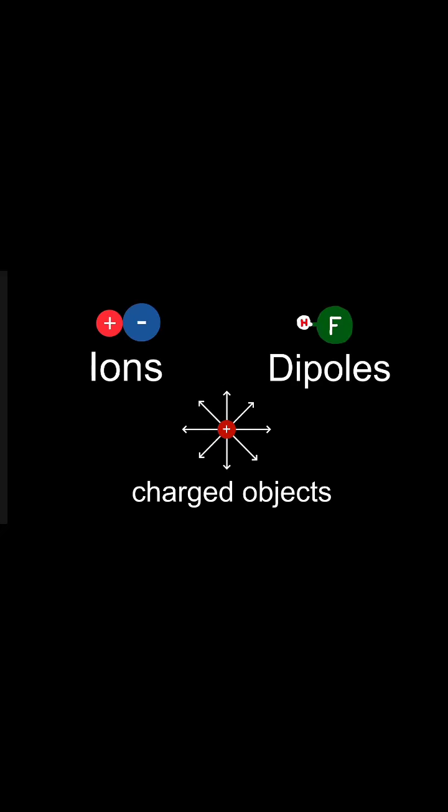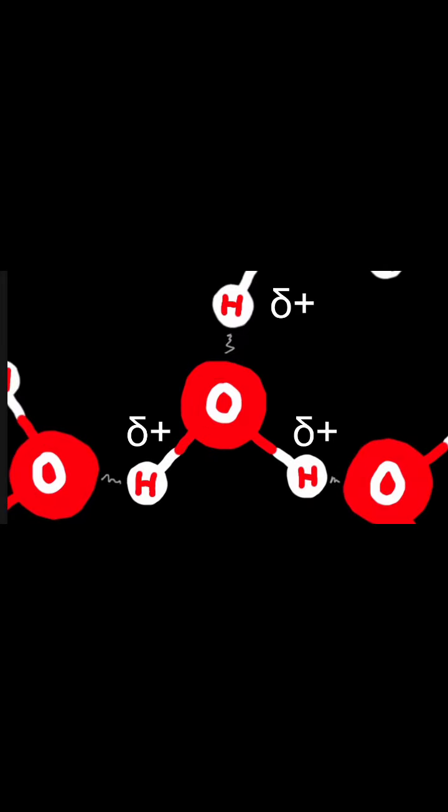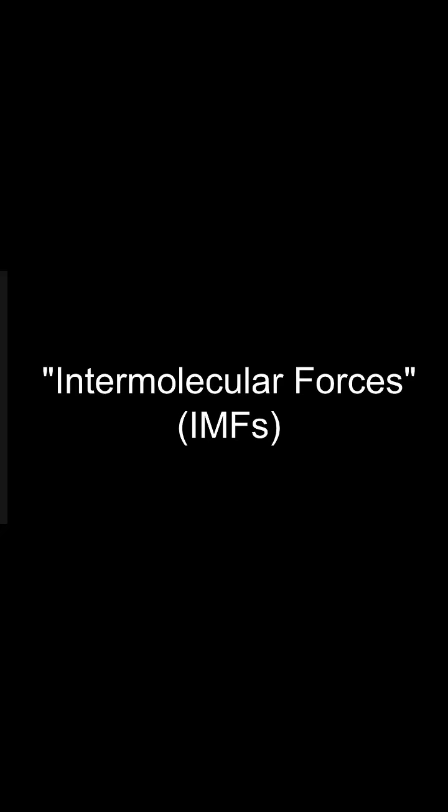All permanent dipole molecules can interact with each other, and really with anything that has a charge. As a result, the molecules will tug on each other and arrange themselves in a way that oppositely charged ends are next to each other. The forces acting between them are called intermolecular forces, or IMFs.